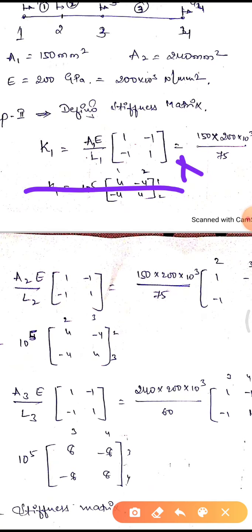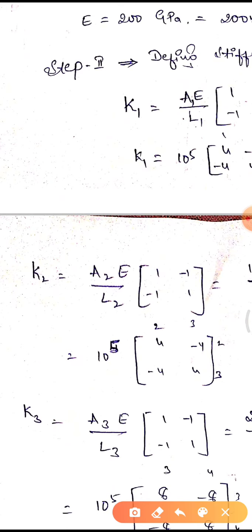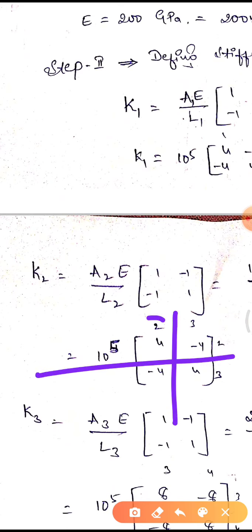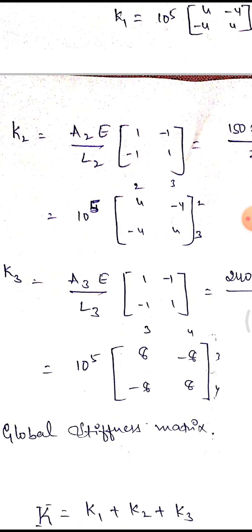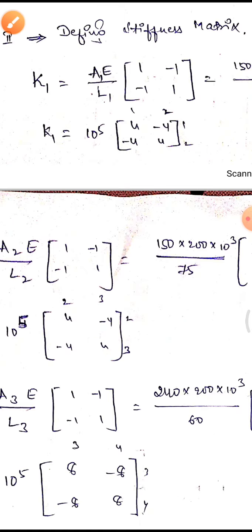Next in the K2 matrix, if you see here, this is the second row and this is the second column, we have again 4 here. In the K3 matrix we don't have any second row here, we have the third row and fourth row, so we have only the second row, second column in these two. Like here we have second row, second column, that is 4. Here we have second row, second column, that is 4. So 4 plus 4, that is nothing but 8.